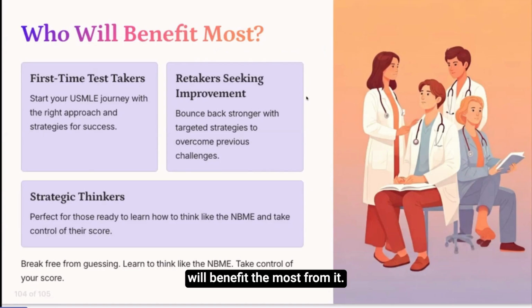And who will benefit the most from it? If you're a first-time test taker, you're just starting your USMLE journey, you're in med school, you're out of med school, it works. We have tested it across all domains. And if you're a test retaker, you have an attempt, we have tested it across people who have attempts, and they have scored fantastically.